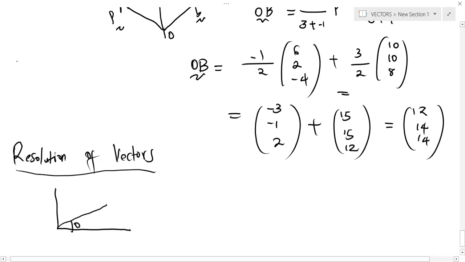This is your angle theta. So we have this as F sine theta. We have this as F cos theta.